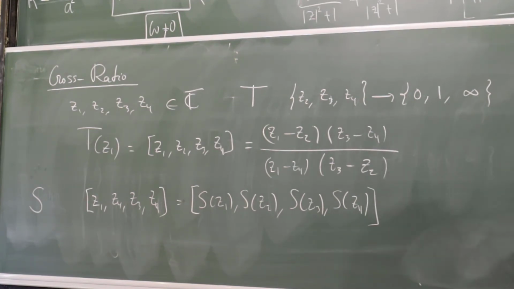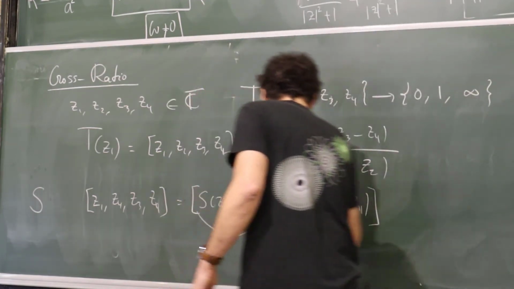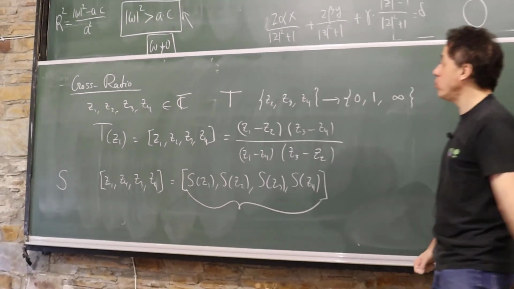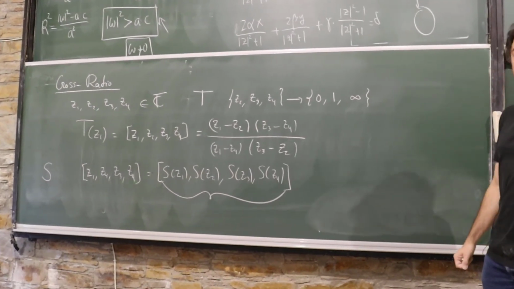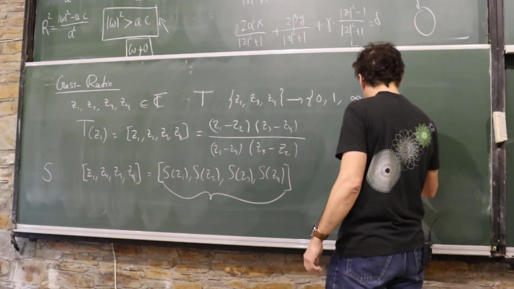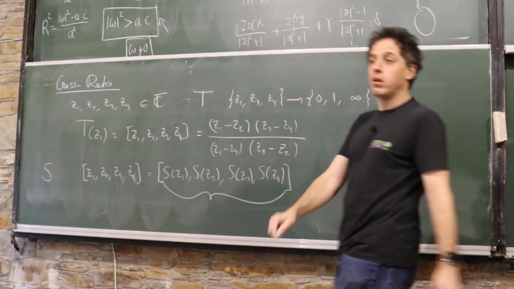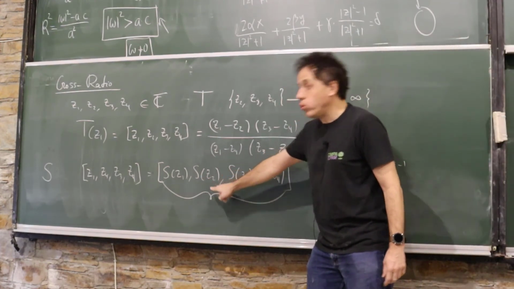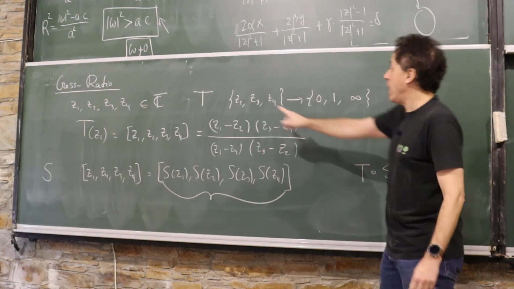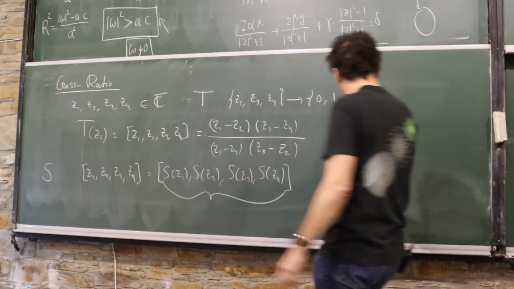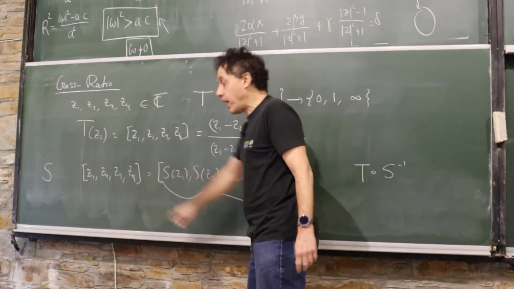Why? If you want to compute with this definition the cross ratio of these points, you need to find a Möbius transformation that transforms these 3 points into 0, 1, and infinity. And which is the good Möbius transformation? You can take T composed with S inverse. This transformation takes S of Z2 first into Z2, and after that into 0, etc. So this is the good one. So now you have to evaluate this map at S of Z1.